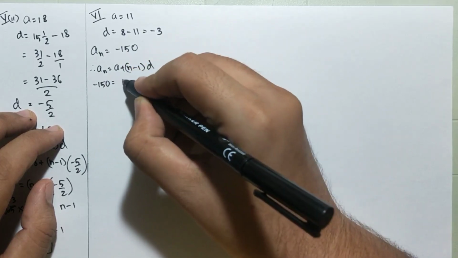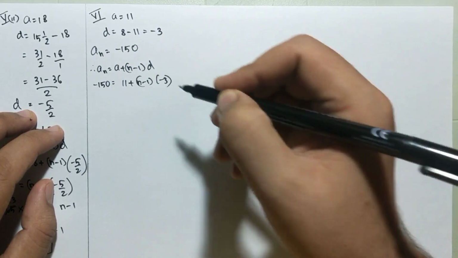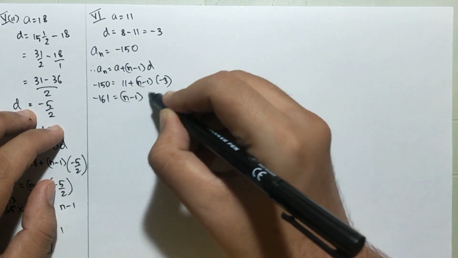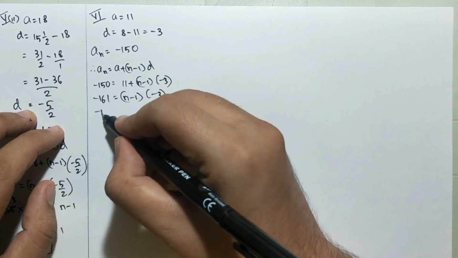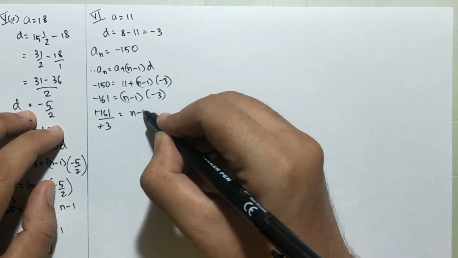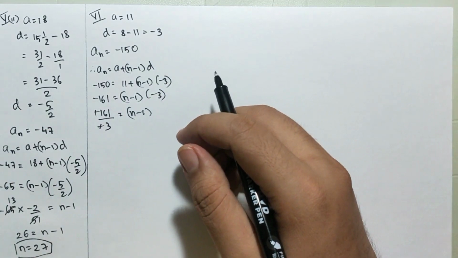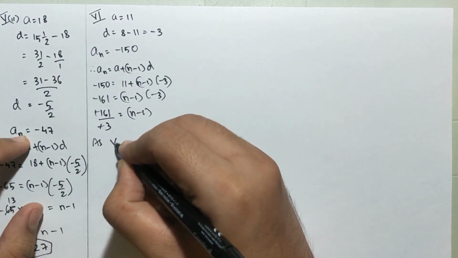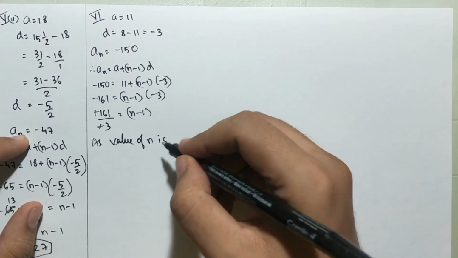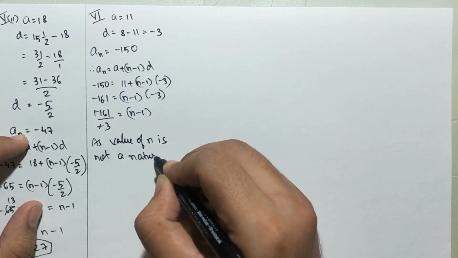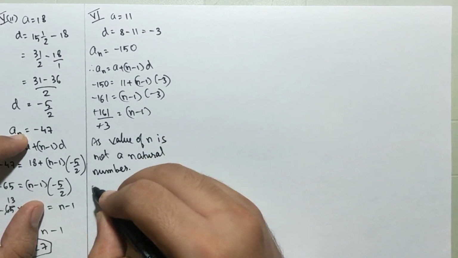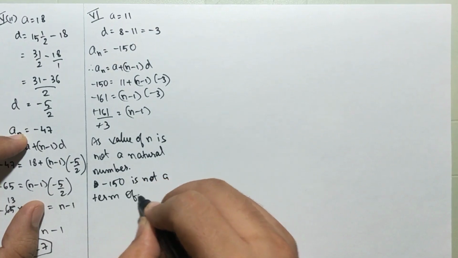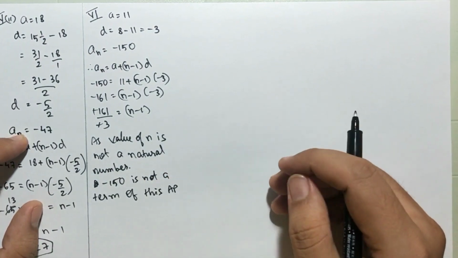an is minus 150, a is 11 plus n minus 1 into minus 3. This 11 will go that side, it will get subtracted. So minus 161 equals n minus 1 into minus 3. This minus 3 will get divided. So 161 divided by minus 3, minus minus cancel, equals to n minus 1. As we know that 161 divided by 3 is not possible. So as value of n is not a natural number, minus 150 is not a term of this AP.